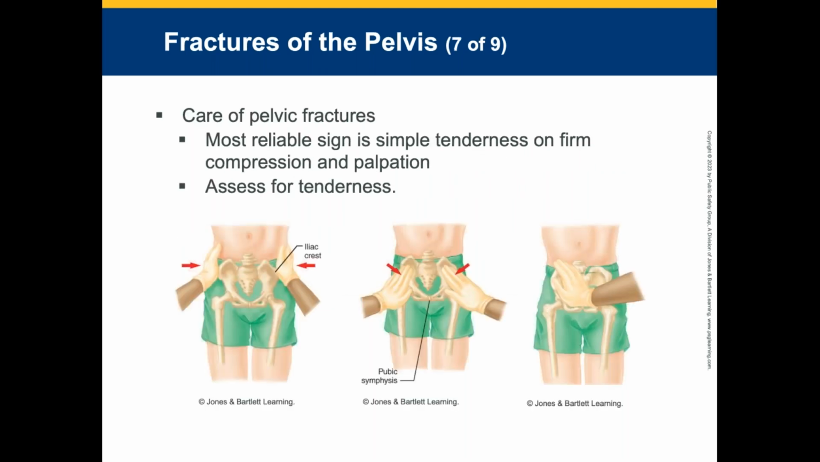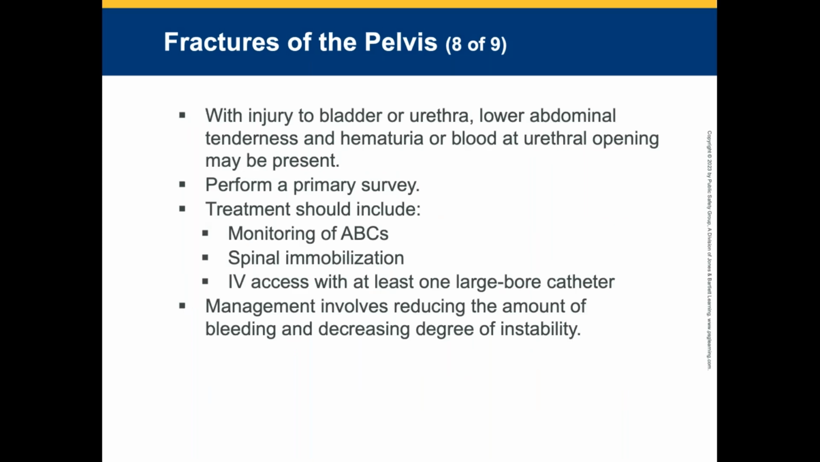As we're palpating and testing for tenderness, see how we're pushing down. We come in on the iliac crest on both sides, right? Push down on the pelvis and look for any kind of deformities, with crepitus. With injuries to the bladder, urethra, or lower abdomen, tenderness and hematuria, or blood at the urethral opening, may be present. So we need to actually expose and take a look and see if we see any, right? If you notice any bleeding, we have to suspect there's internal bleeding in the pelvis.